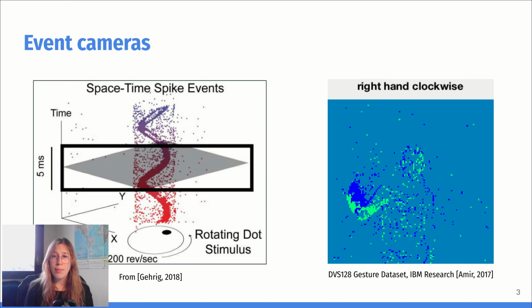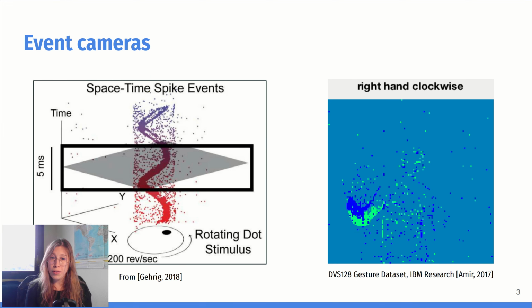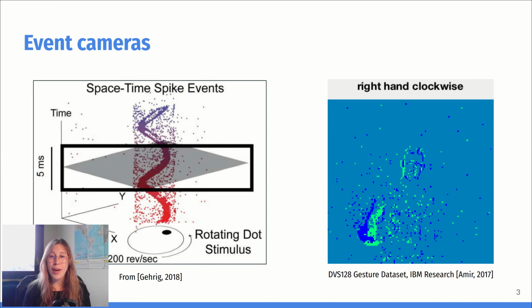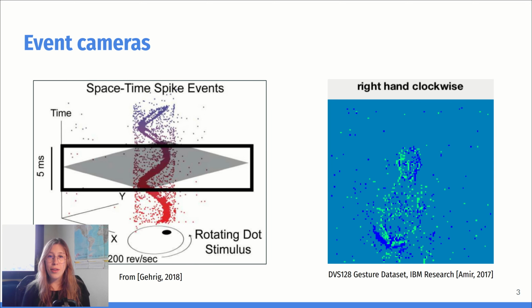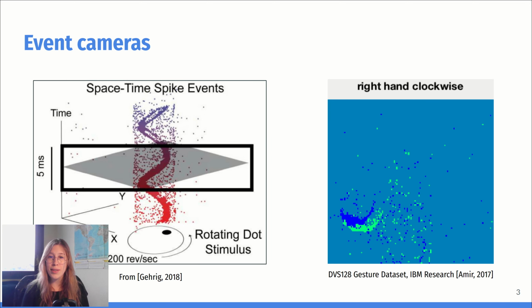Another example that can be a bit more visual for you is given by the DVS 128 gesture dataset created by IBM, which records different persons doing different hand movements in front of a camera. Here you have the example of the right hand clockwise, with all the positive events presented in green and all the negative events presented in blue.